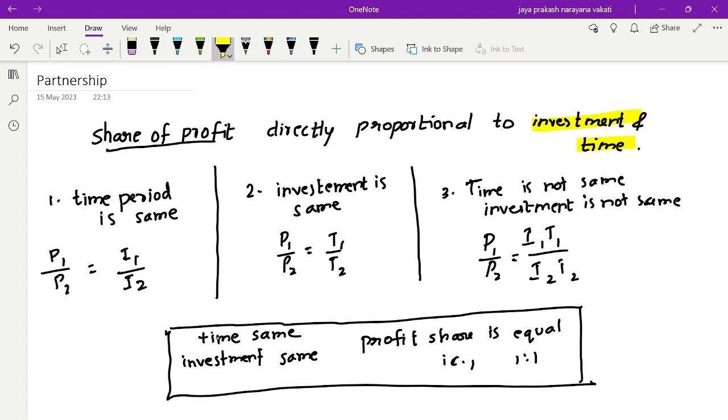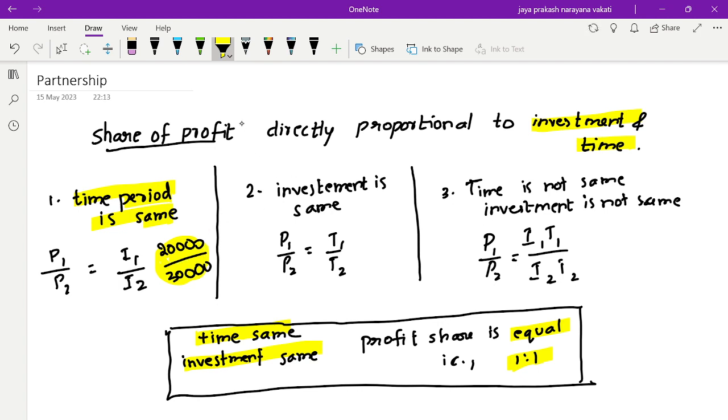If the time period and the investment are the same for both persons, then the share of profit between them is equal, which is a 1:1 ratio. Remember it, guys. There are other scenarios. Suppose the investment was for one whole year by both, but one person invested 20,000 and the other 30,000. Then the share of profit will be dependent on the ratio of 20,000 to 30,000, which is 2:3.